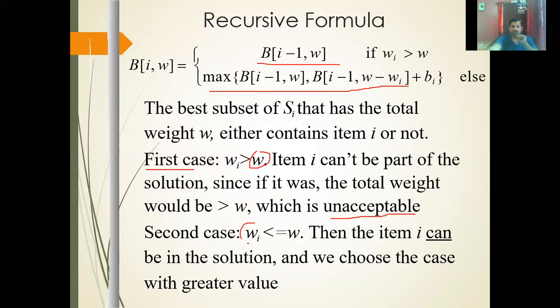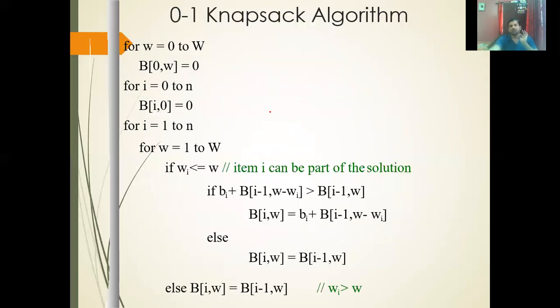In the second case, Wi is lesser than or equal to the current capacity of the knapsack, that is W. Then the item I can be in the solution, and we choose the case with a greater value. I'm supposed to choose the greater value. So one without inserting, and another with inserting your current item. These are the two sections, right? Among these, the greater one should be assigned to your B of I comma W. If you know this recursive formula, your algorithm is very easy. As I already mentioned, I'm supposed to have a two-dimensional array, that's a memory, right?